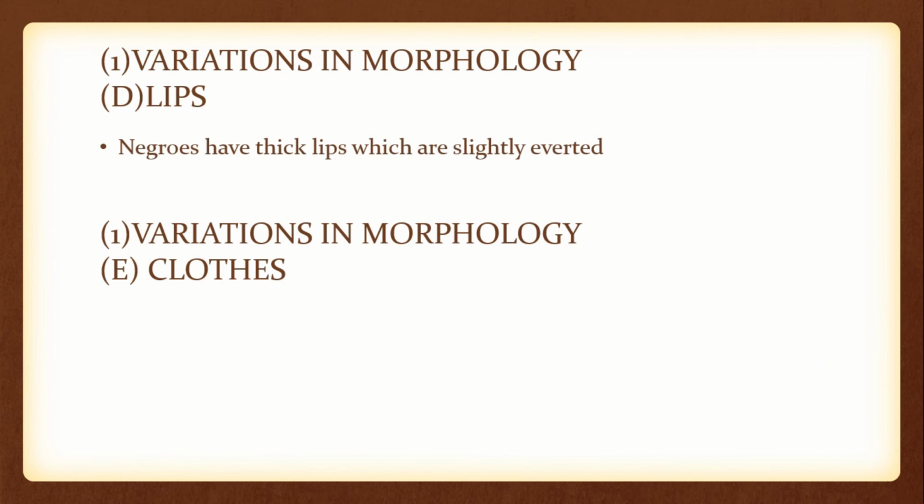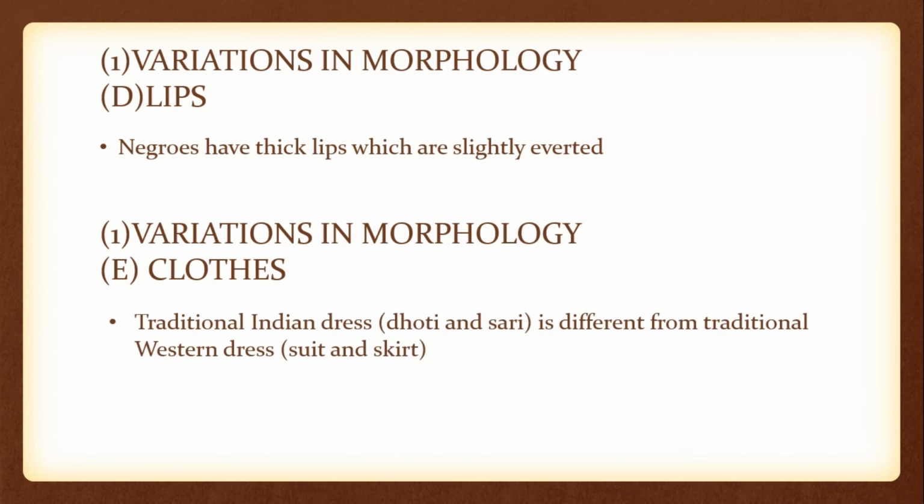Okay, so the last two ones. About the lips, Negros have thick lips which are slightly everted. Just remember this information. And for clothes, you already know that traditional Indian dress, dhoti and sari, is different from traditional Western dress, suit and skirt. So if you have got a living person who is wearing a dhoti and sari, your mind would firstly divert towards the idea that this person might be an Indian. And if a person is wearing a suit, or if a lady is wearing a skirt, the first thing that would come into your mind would be that the person would most obviously belong to the West.